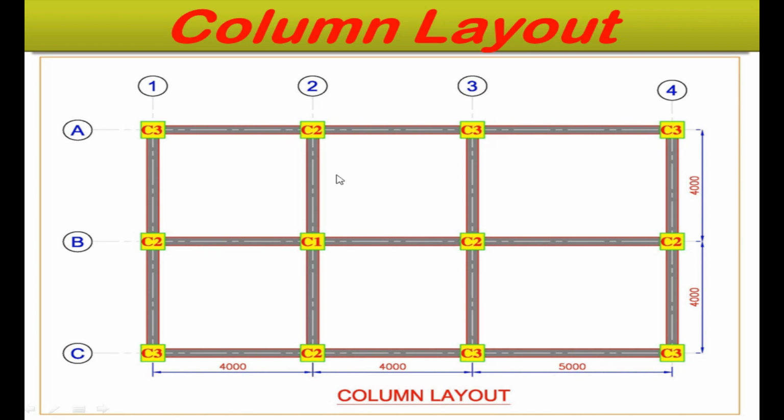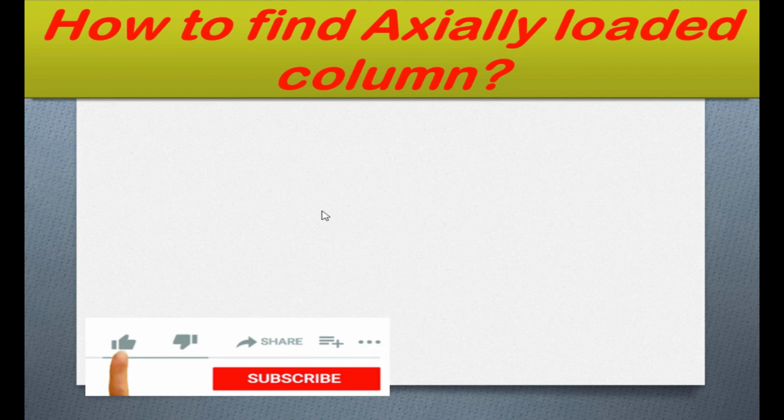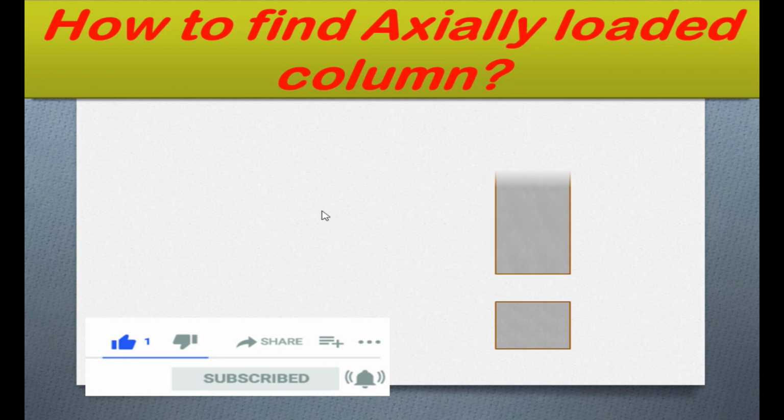Here I have mentioned some notations for the columns: C1, C2 and C3. C1 is the axially loaded column, C2 is the biaxially loaded column, and C3 is the uniaxially loaded column. First, how to find the axially loaded column. This is the cross section of the column and this is the longitudinal section of the column.